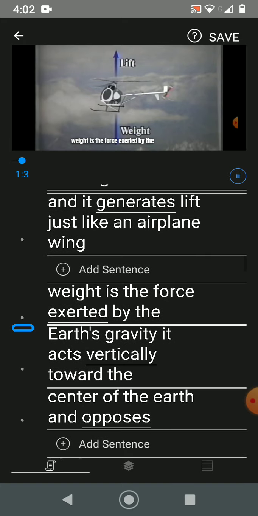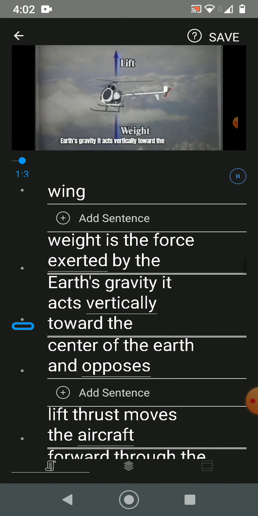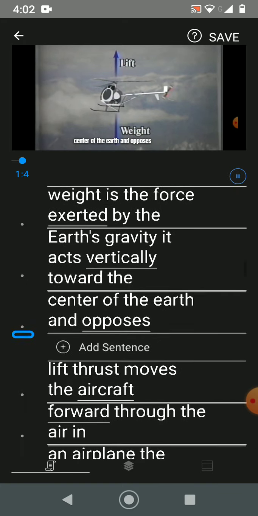Weight is the force exerted by the Earth's gravity. It acts vertically toward the center of the Earth and opposes lift.